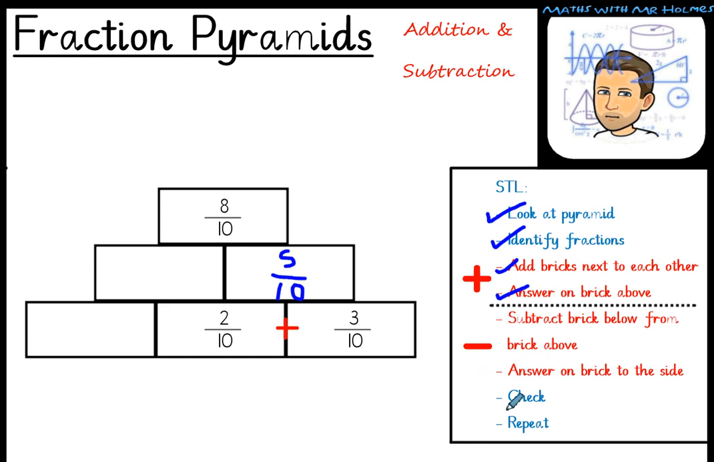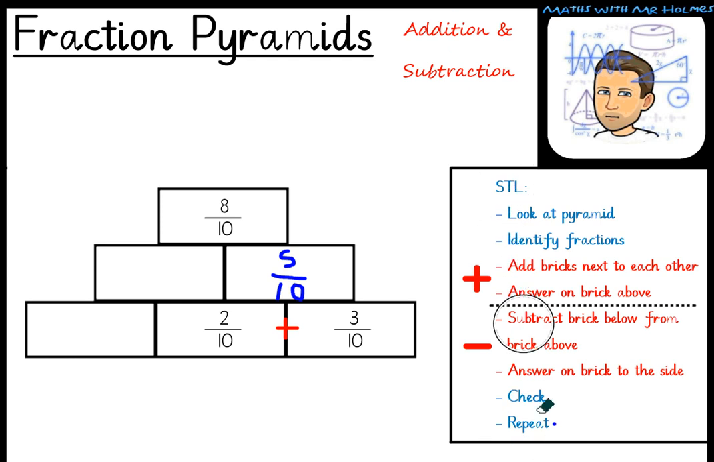Like every good mathematician, I'm going to check my work. 2/10 add 3/10 is 5/10. We're going to check using the inverse, and the inverse of addition is, that's right, subtraction. 5/10 take away 3/10 would leave me with 2/10. Excellent, I'm happy with that. And then we repeat.